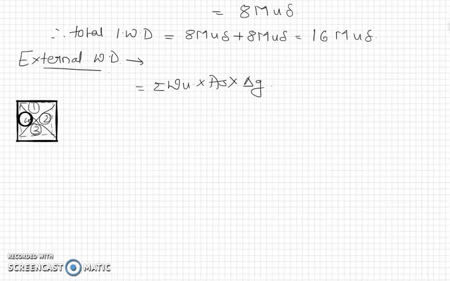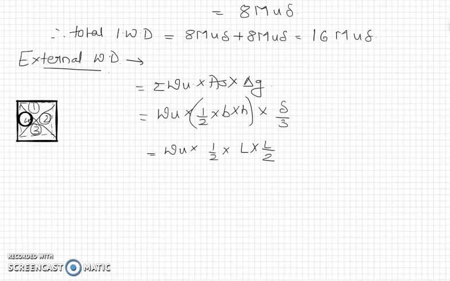Okay. So again, this is at delta by 3, AS is area of the triangle and WU will remain the same. So WU, area of triangle, is half into base into height, and this is nothing but delta by 3. So WU, half, base is L, this is L by 2 into delta by 3. So this is WU into L square by 12 into delta. Now this is for one segment.